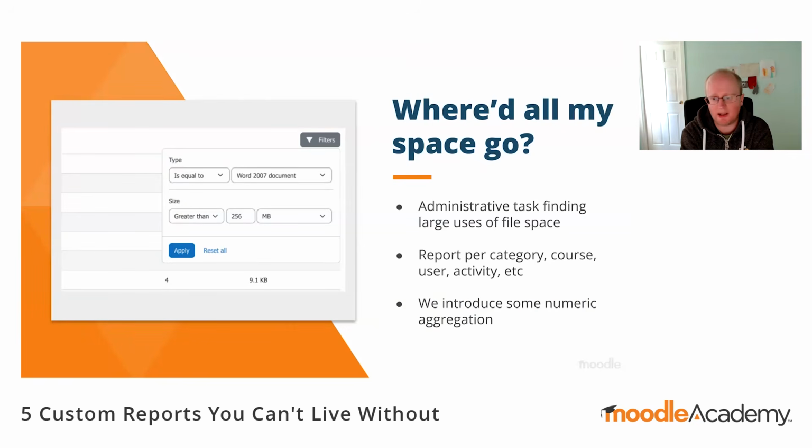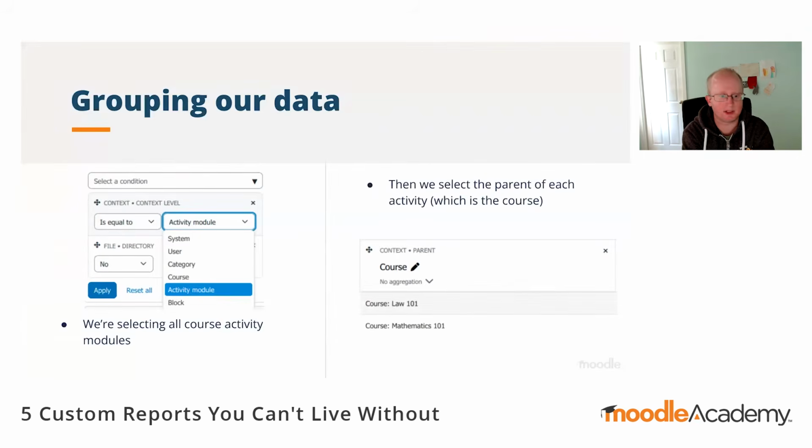And this can be reporting per category, per course, per user, per activity. Really, we can determine during the report creation exactly how we want to group and find, I say offenders, but really we're only looking for the large uses of file storage. What we're also doing in this is introducing or demonstrating how aggregation works. We'll get to that shortly. So this is how I've created this report.